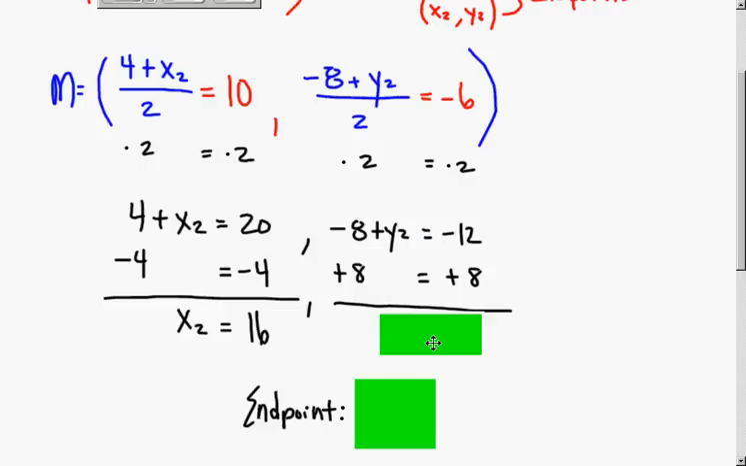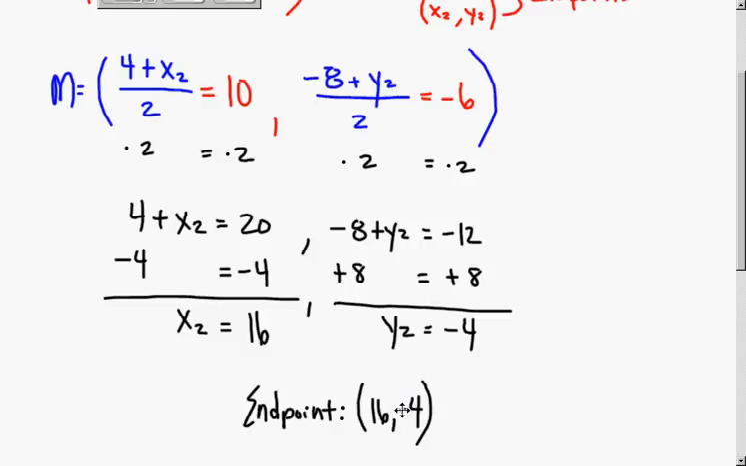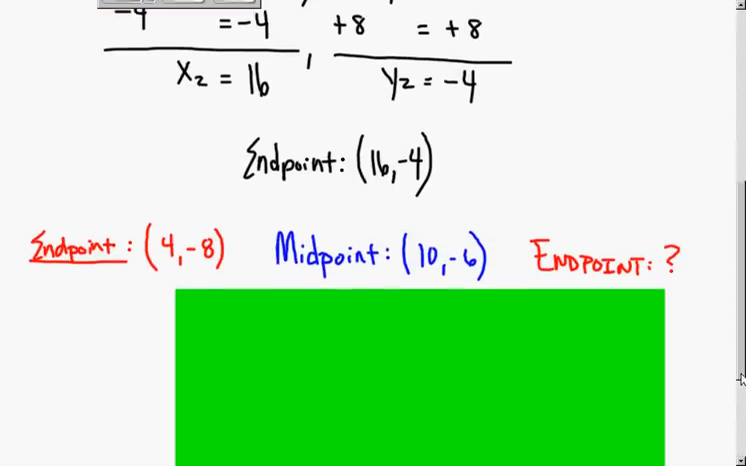Over here, we'd add 8 to both sides, and your y endpoint is negative 4. So your endpoint is 16, negative 4. That's solving algebraically. Another way to solve is actually to graph it.